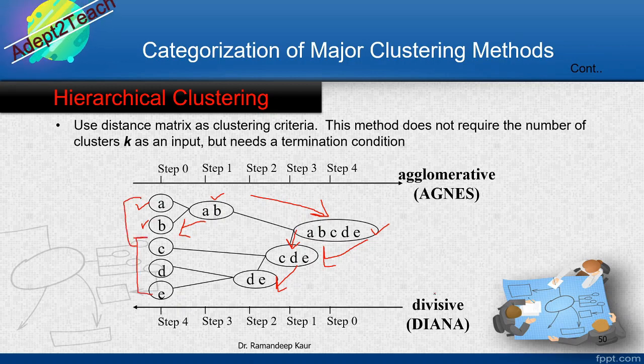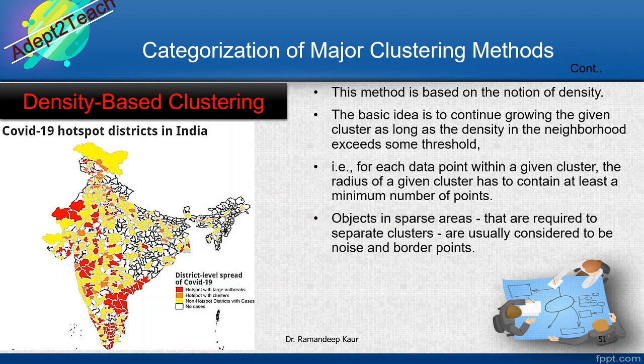So this is the divisive approach, a very known approach used for hierarchical clustering. In the divisive technique, the well-known approach is DIANA. Now the next technique is density based clustering, which says the entire clustering method will be based on density.